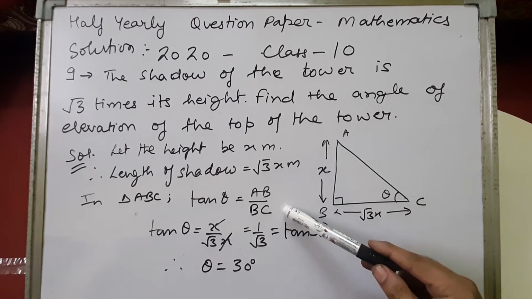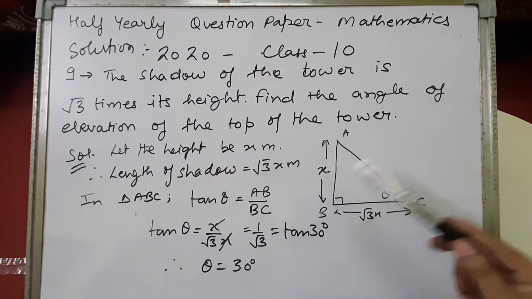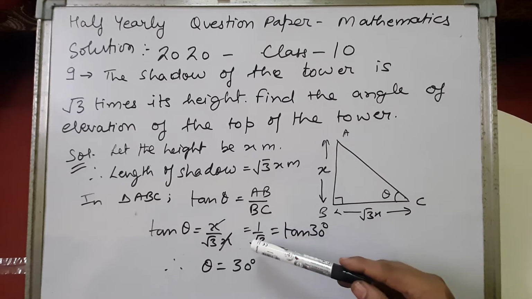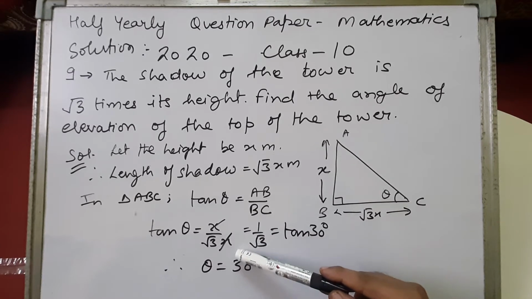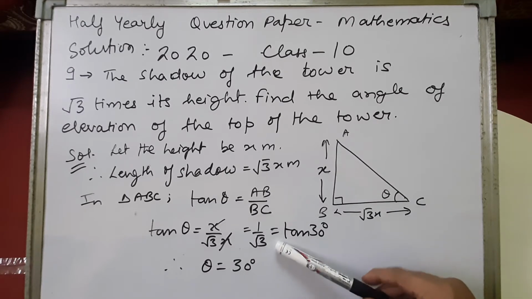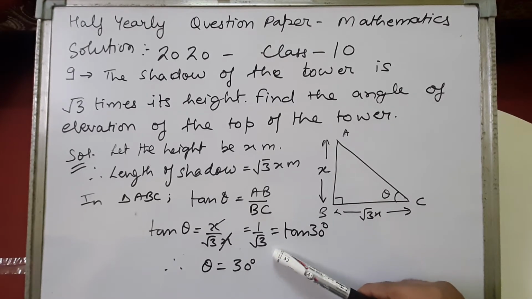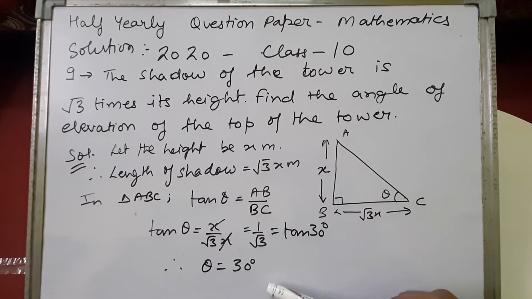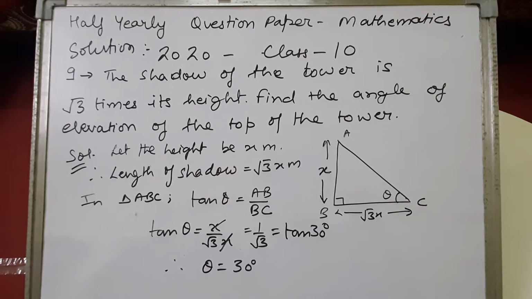So the value of tan theta will be AB upon BC. That means perpendicular upon base, right? So the value of AB, we know that it is x and BC is root 3x. So x and x will get cancelled. The value of tan theta will come 1 upon root 3. And 1 upon root 3 is the value of tan 30 degree. So tan theta equals tan 30 degree. Equating the angle, we'll get the value of theta as 30 degree. So this is the value of the angle of elevation of the top of the tower, right? Note down the solution, please.